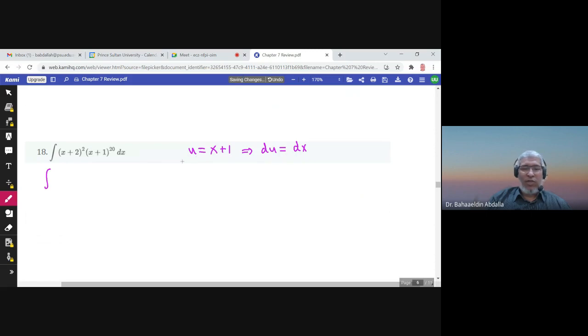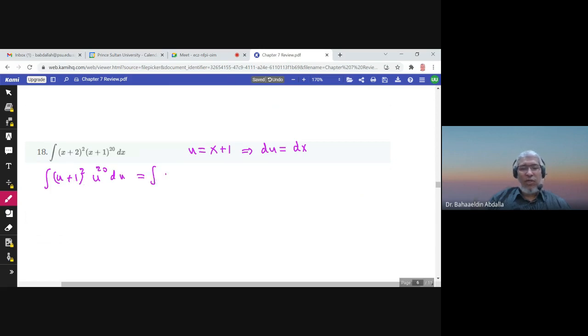x is u minus 1. So u minus 1 plus 2 would be u plus 1 to the power 2. And x plus 1 is u. And dx is du. So yeah, I can continue easily.